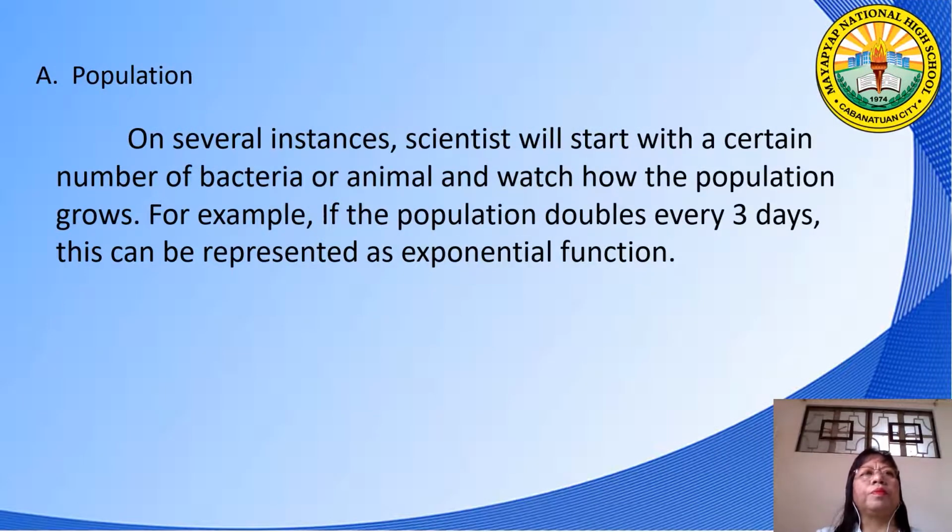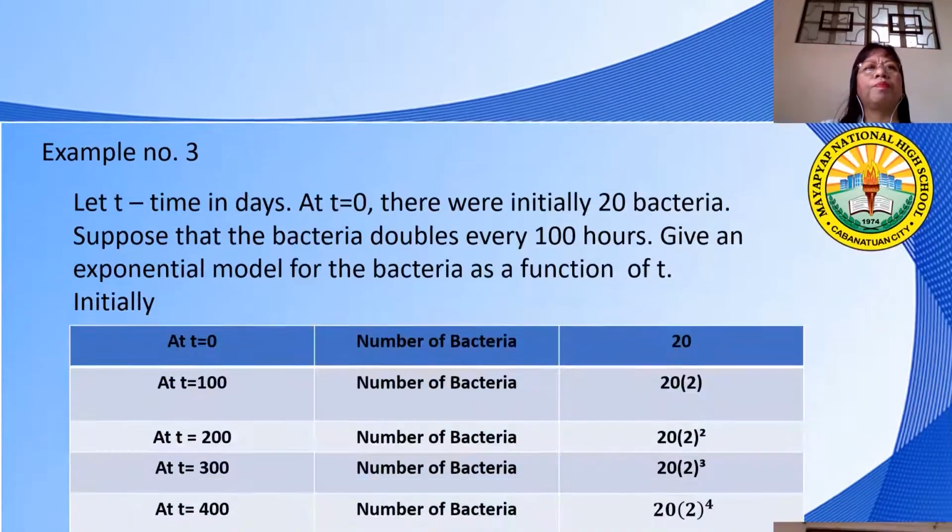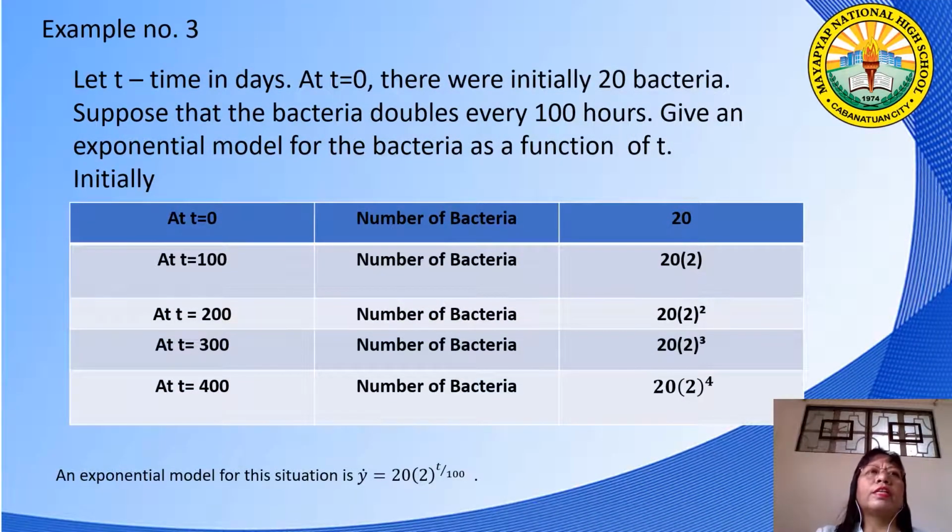For population, on several instances, scientists will start with a certain number of bacteria or animals and watch how the population grows. For example, if the population doubles every 3 days, this can be represented as an exponential function. So let t be time in days. At t equals 0, there were initially 20 bacteria. Suppose that the bacteria doubles every 100 hours. Give an exponential model for the bacteria as a function of time.